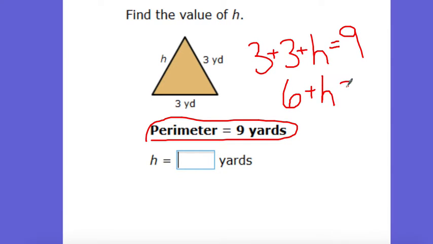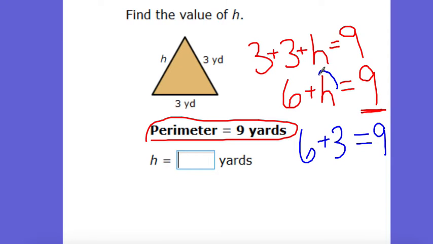What do I have to add to that 6 so that I can get to this perimeter of 9 that I want? 6 plus how many more would get me to the 9? 6 plus 3 would get me to 9. So that tells me that my H over here has to be a 3. Let's check and see if we're right. Does 3 plus 3 plus 3 get me a perimeter of 9? It does. So I know that the H has to be 3.